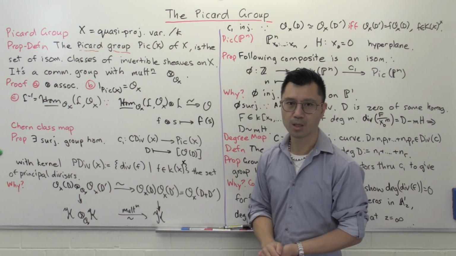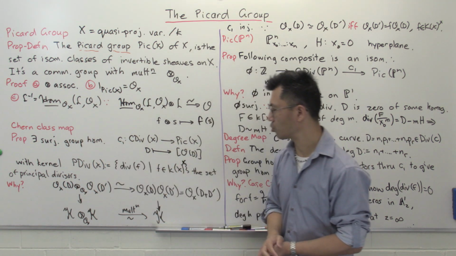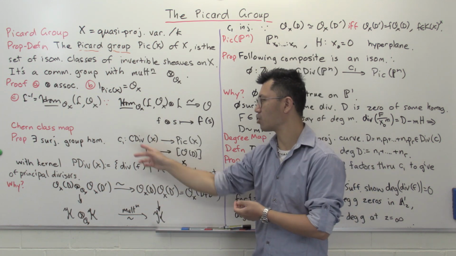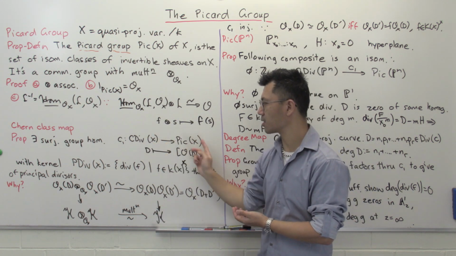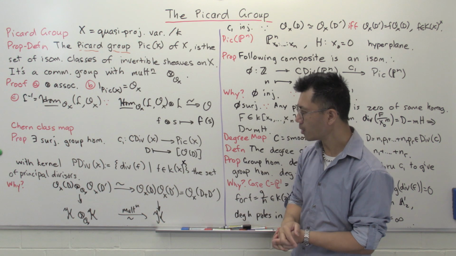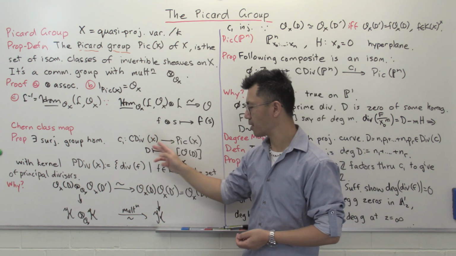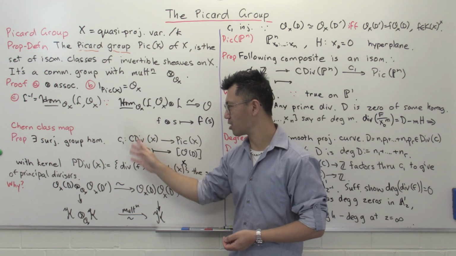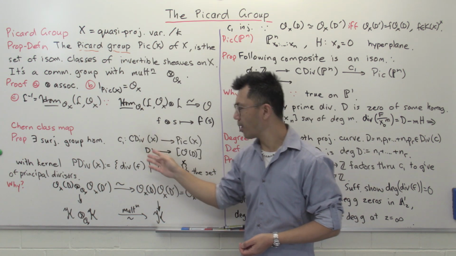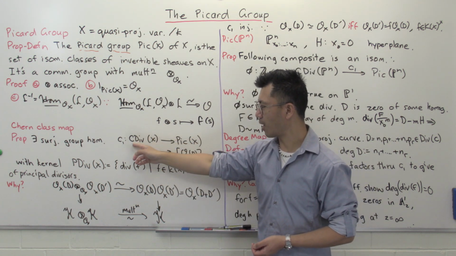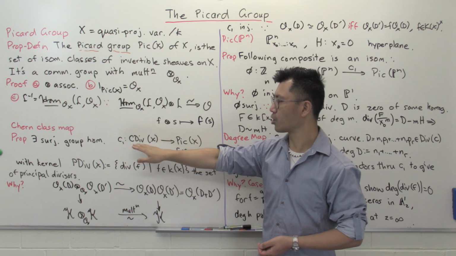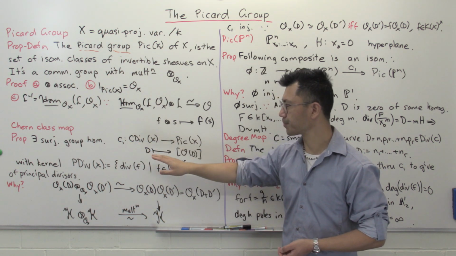Pic X. Let's just see briefly why this is true. So by definition of how we define Cartier divisors, this is going to be surjective. The more important thing is why is this a group homomorphism? And this is rather nice. Remember, the group structure here is very simple. It's just abstractly a group generated by prime Cartier divisors.